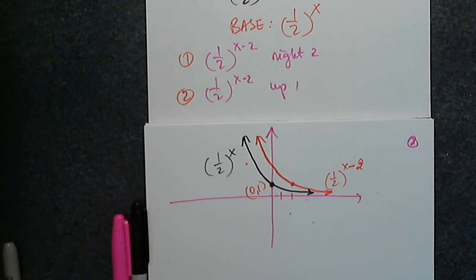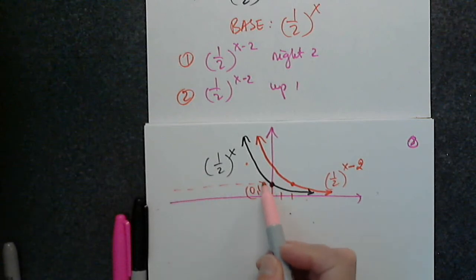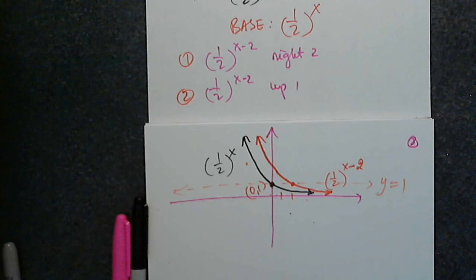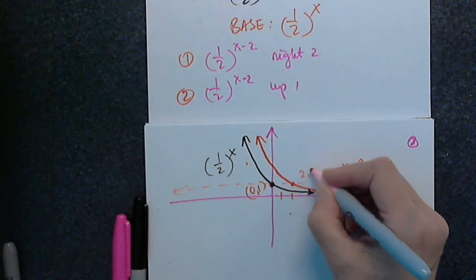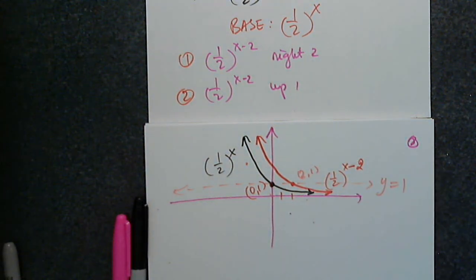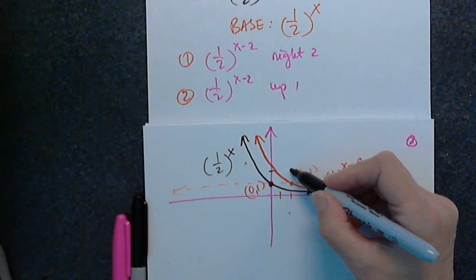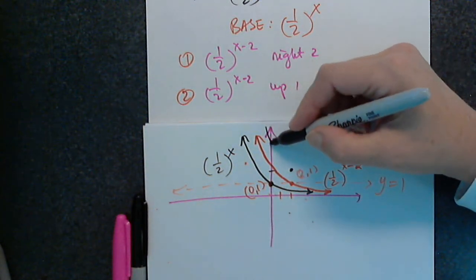Where? At 1. Up 1. Very good. So now the new horizontal asymptote is at 1. And now where does this point go? Our marker now is at (2, 1). Where will I shift this point, and then the graph will shift with it? (2, 2) indeed. Perfect. So this is the new graph.